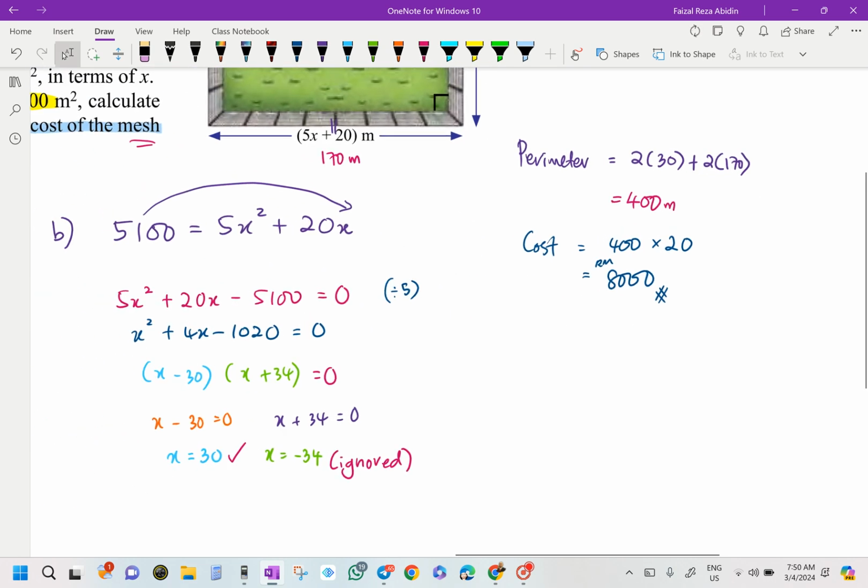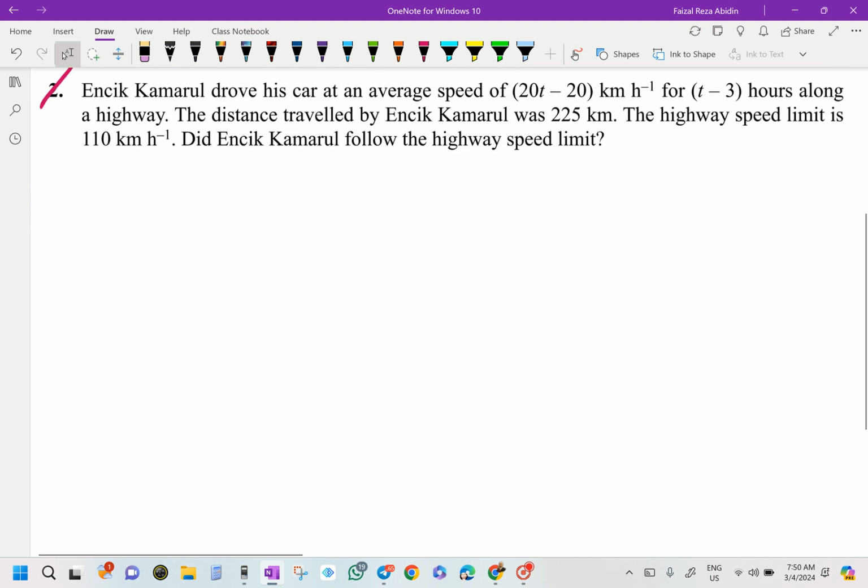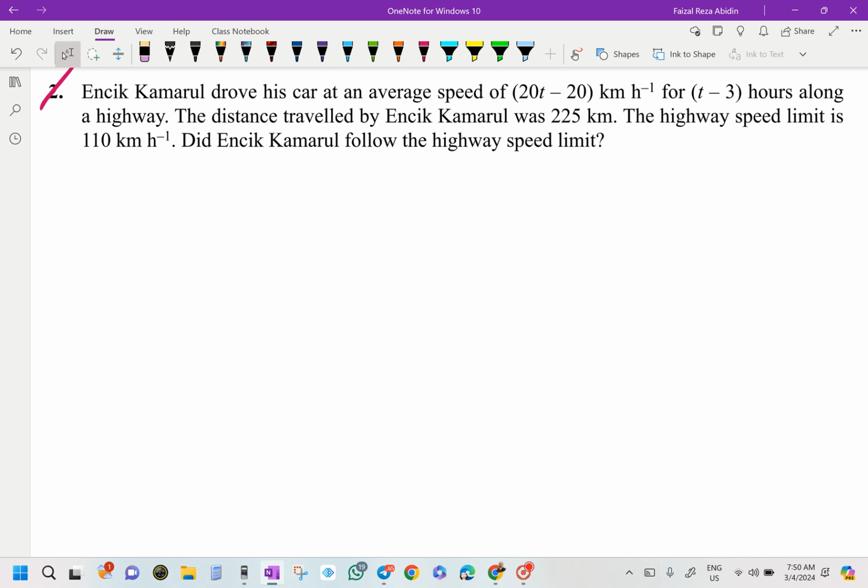Okay, go for number 2. Encik Kamarul drove his car at an average speed of 20t minus 20 km per hour for t minus 3 hours along a highway. The distance travelled by Encik Kamarul was 225 km. The highway speed limit is 110 km per hour. Did Encik Kamarul follow the highway speed limit?